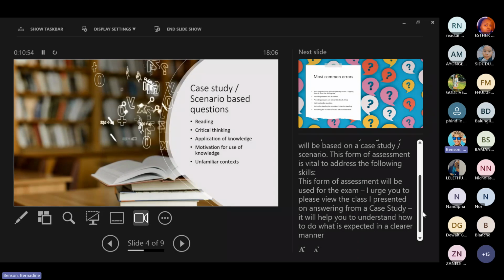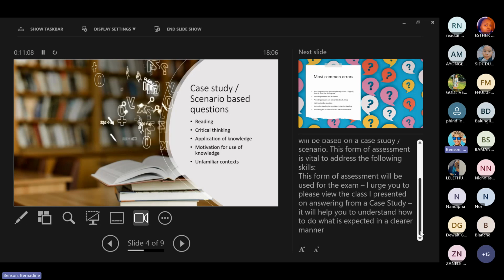So this form of assessment will be used in the exam. And I urge you, if you have not done so, please go and look at the class I presented on answering from a case study. It will help you to understand how to do what is expected of you in a clearer and more concise manner.